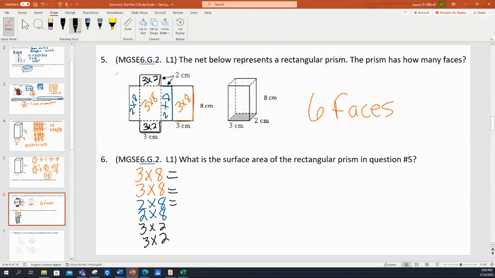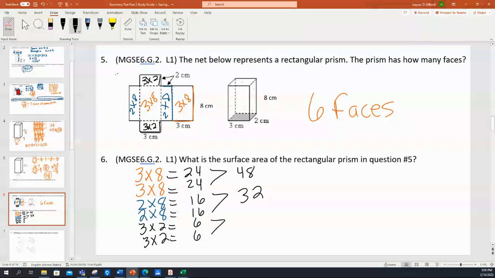Okay. So now when we look at this, we know that 3 times 8 is 24. So that's 24 and 24. 2 times 8 is 16. So that's 16 and 16. 3 times 2 is 6. So that's 6 and 6. I'm just going to add it up by doubling. 24 and 24 makes 48. 16 and 16 makes 32. And 6 and 6 makes 12. Now, if I add all of these together, I'm going to get 92.